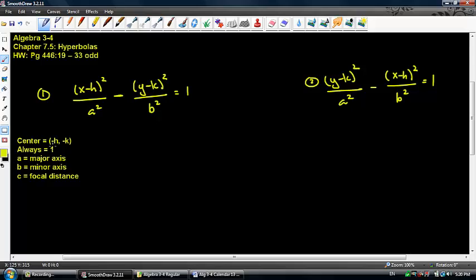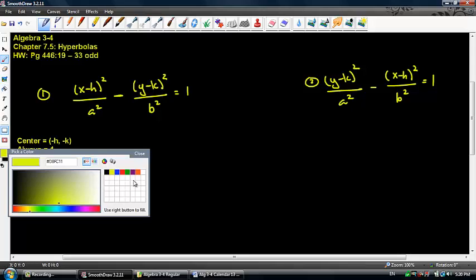The hyperbola always continues to equal 1, just like the ellipse. A is still the major axis, and B is still the minor axis, and C is still the focal distance. The only thing that really changes is the focal distance. Remember that CAB formula backwards that I showed you in the last lesson? Instead of c squared equals a squared minus b squared, the reason why we call it CAB formula backwards or CAB formula opposite is because in this case, c squared is going to be found by a squared plus b squared.